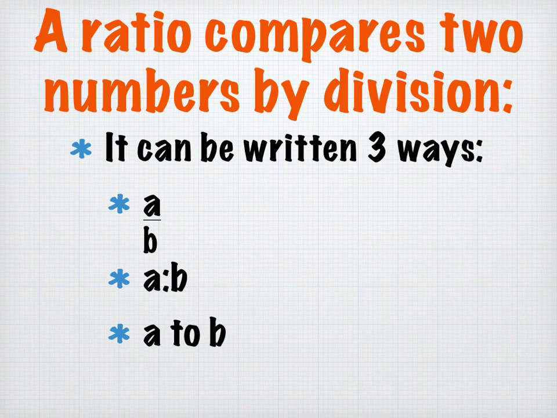The first thing we need to talk about is a ratio. If you remember, a ratio compares two numbers by division. It can be written three different ways: as a fraction, using a colon, and then using the word to. All of those ratios would be read A to B.